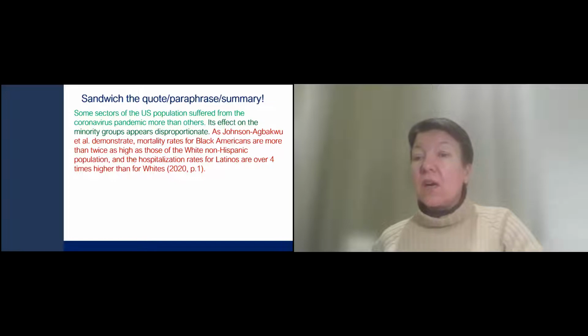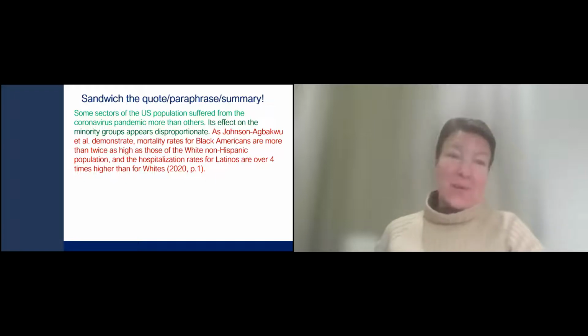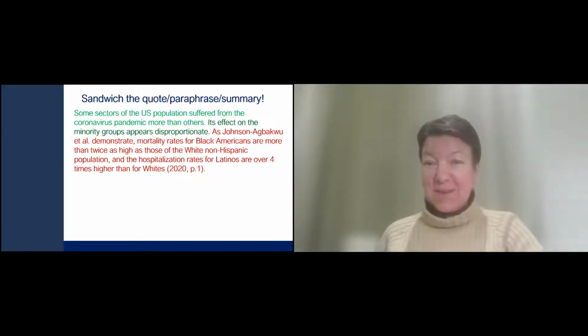As Johnson, Agbakwu et al. demonstrate, mortality rates for Black Americans are more than twice as high as those for the white non-Hispanic population, and the hospitalization rates for Latinos are over 400 times higher than for whites. Parentheses, 2020, page 1. Okay, can we label this sentence? What is that? Summary, very nice, thank you. Any other opinions?